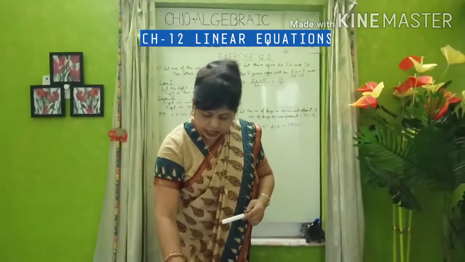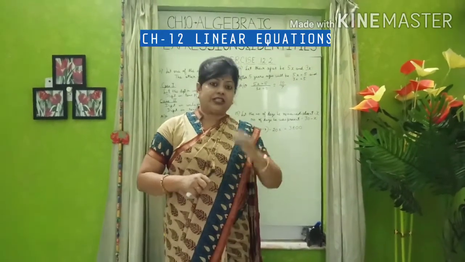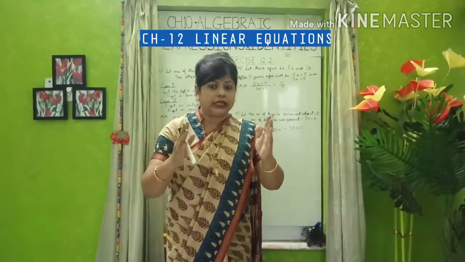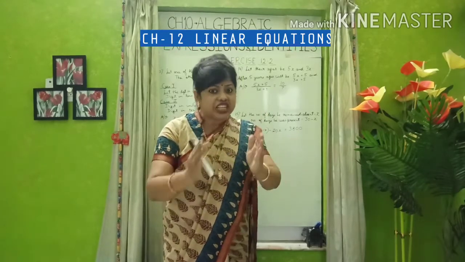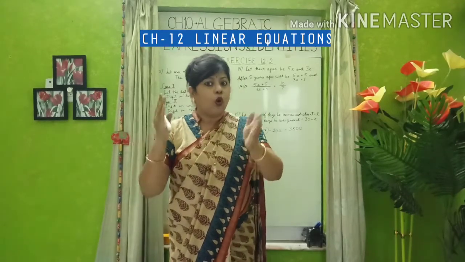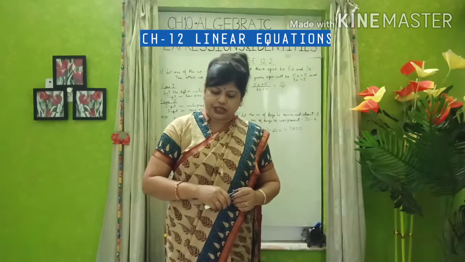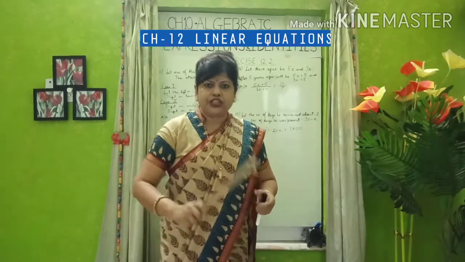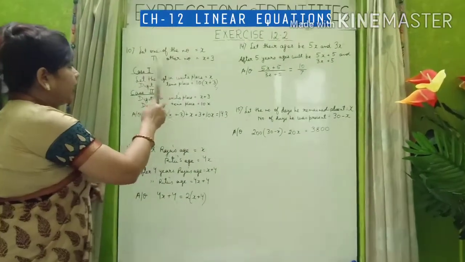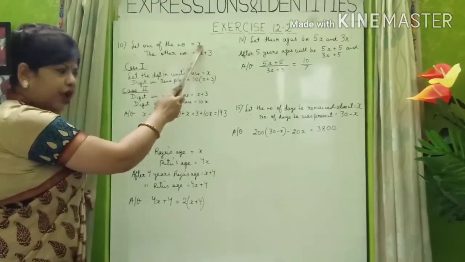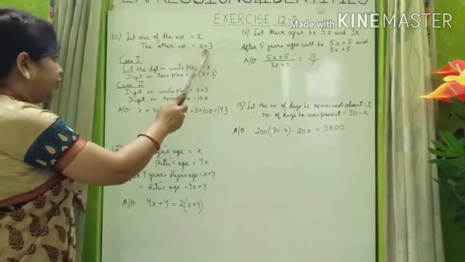Now you see, if the digits are interchanged, that means here we have to consider which digit is in units place and which digit is in tens place. Only then can we interchange. So pay attention here on the blackboard. See students, let one of the numbers, as I told you, be x, the other number x plus 3.